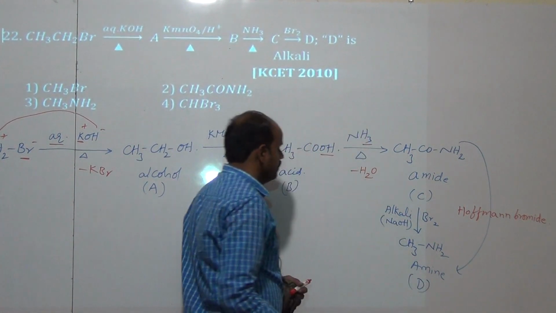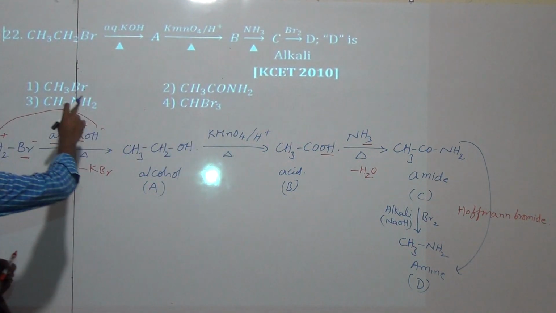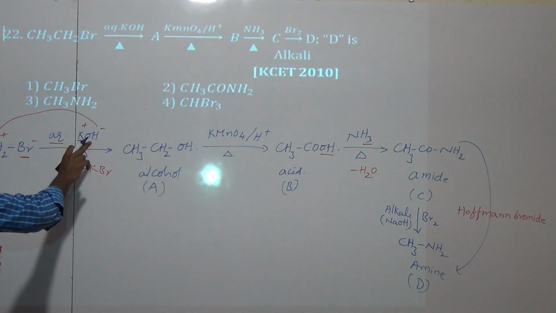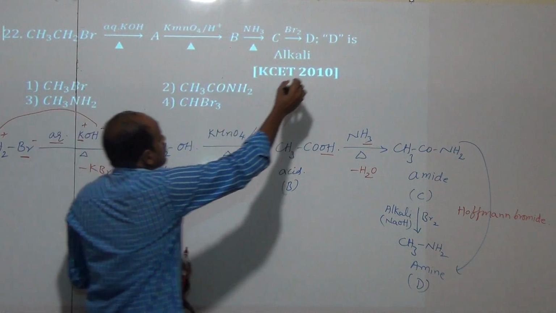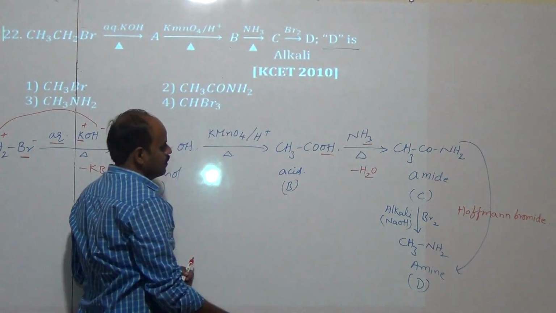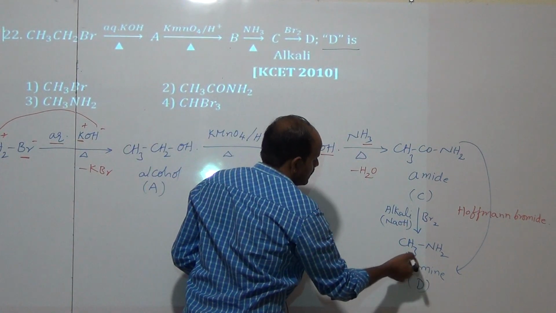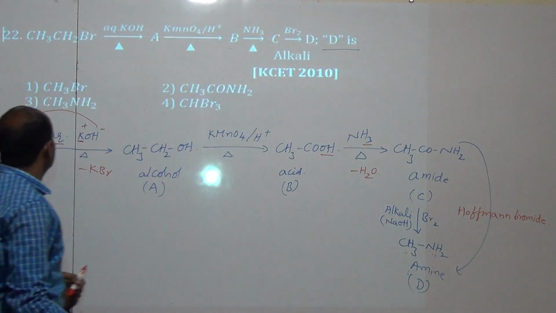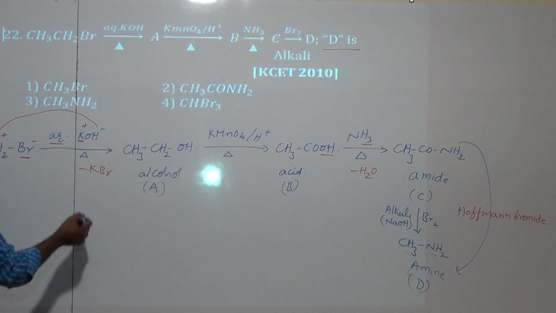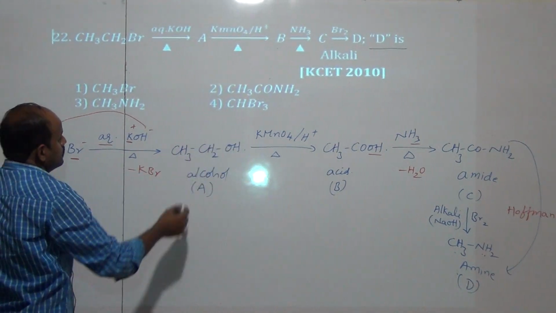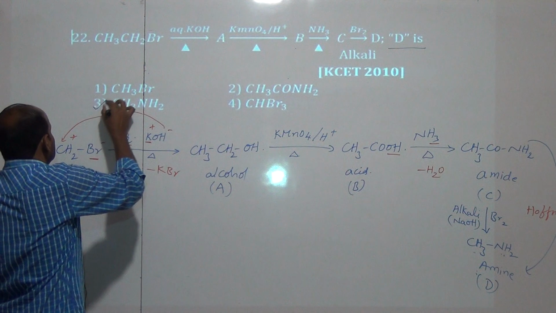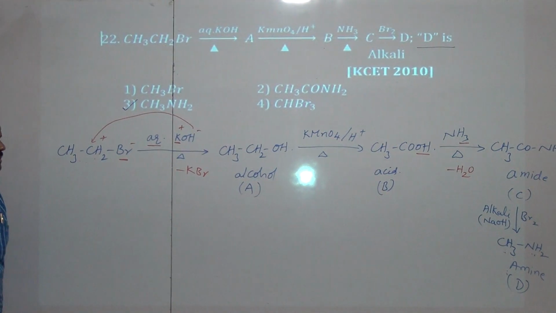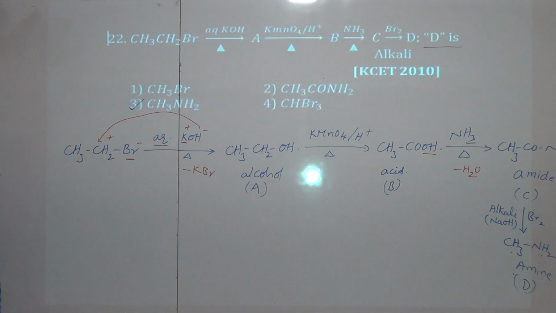So anyhow, what is the question here? What is D? Amine, methylamine. Methylamine is formed, CH3NH2. Where is it? CH3Br, no. CH3CONH2, amide, no. CH3Br, no. Hence, the third option is the correct one.